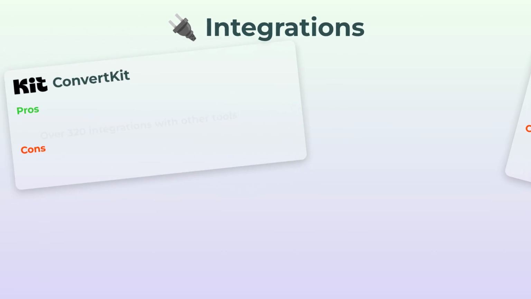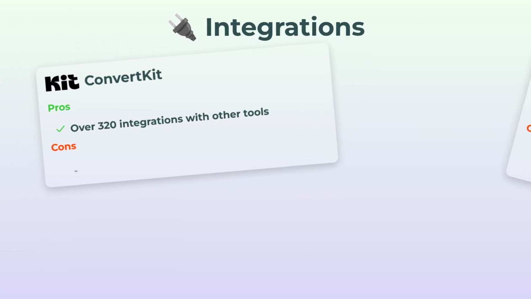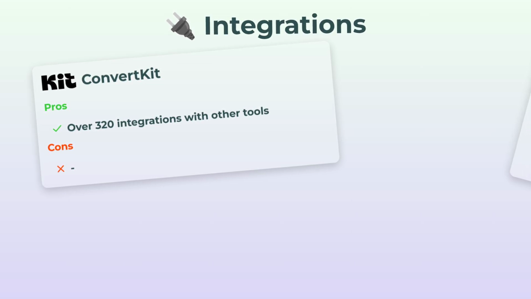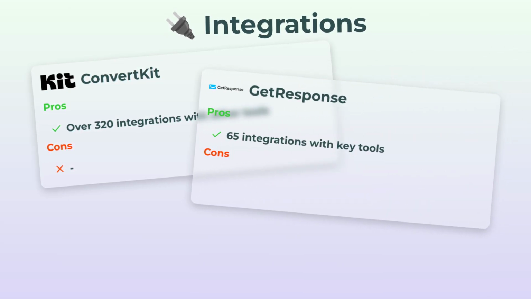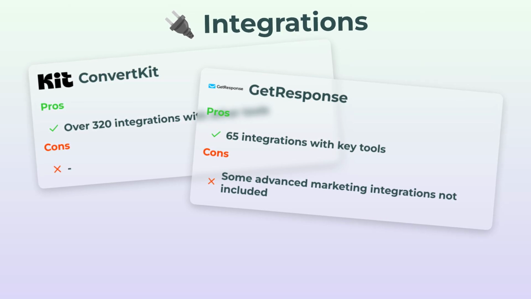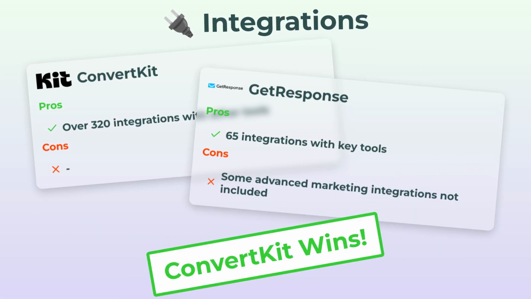All right, let's talk integrations. ConvertKit actually surprises most people here. Over 320 different integrations. So if you're using a bunch of software, maybe selling courses, running webinars, that sort of thing, you're covered. GetResponse sits at around 65 integrations. They cover the essentials, but if you need super specific marketing connections, you might have to look elsewhere. So, easy win for ConvertKit.